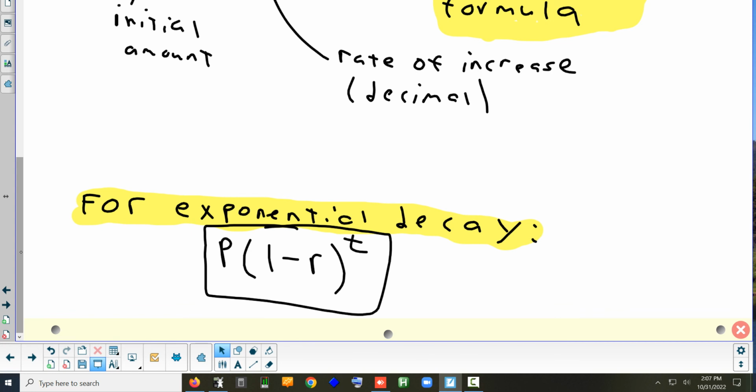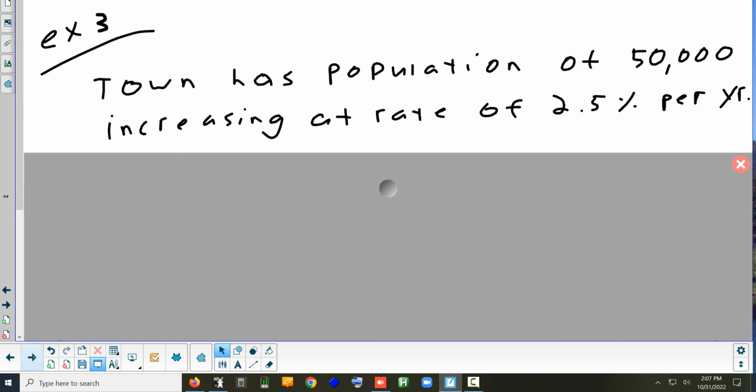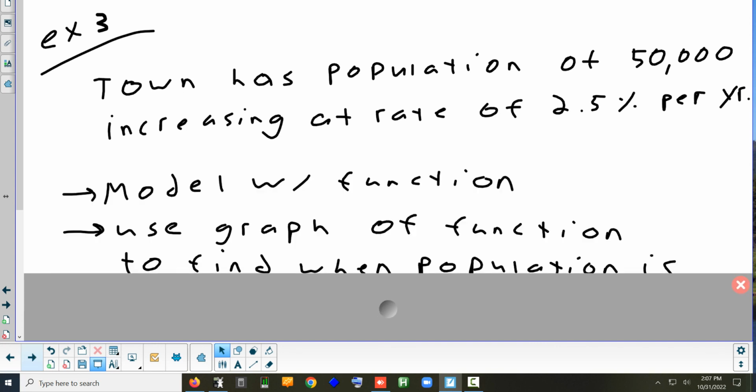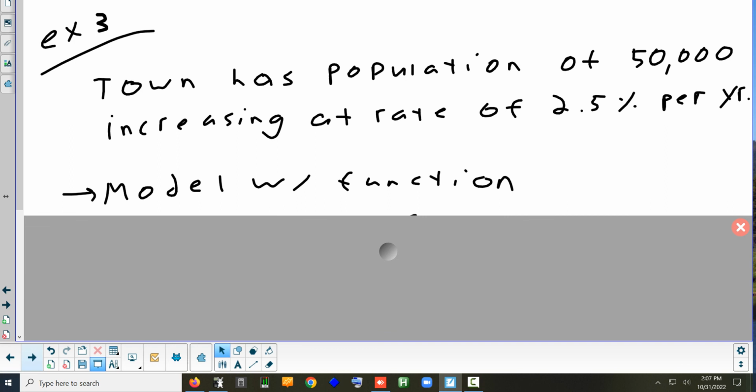And we're going to solve these problems on the calculator. Show you how to do it. Does everybody have the two formulas? So this one is about a town that is starting with 50,000 people, and the population is going up 2.5% every year. So the first thing they want us to do is write an equation that represents that. And then the second part, they're probably going to say, use the equation to figure something out.